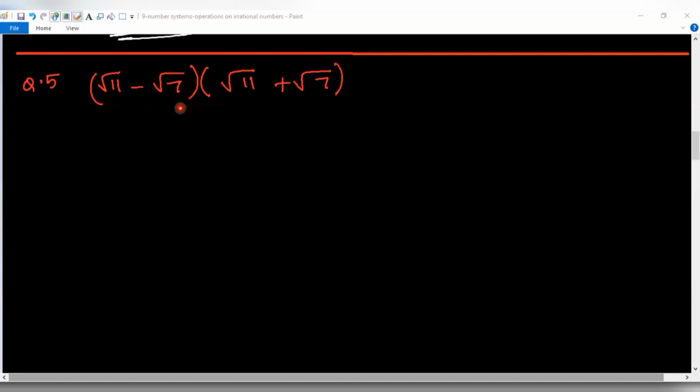This is our fifth one. This is root 11 minus root 7 into root 11 plus root 7. See, here also we can use the identity, right? Both are same, right? Root 11 and root 7 are there on both, and plus and minus. So it is a plus b into a minus b. A plus b into a minus b is a square minus b square identity.